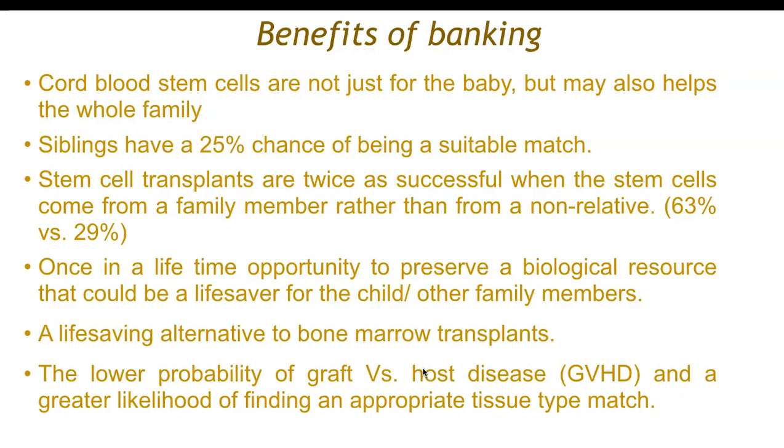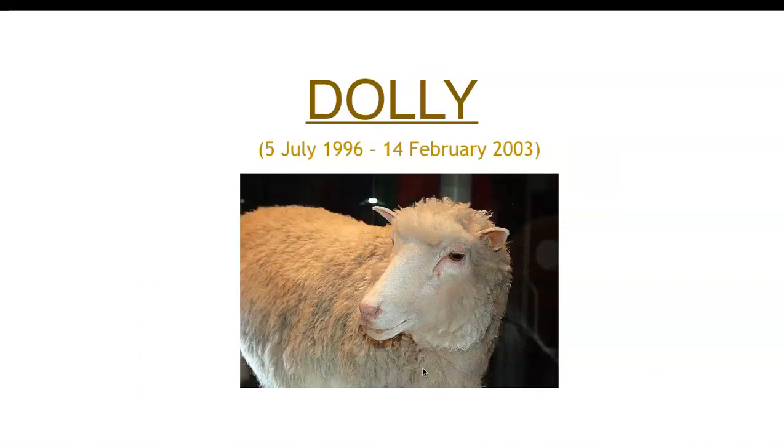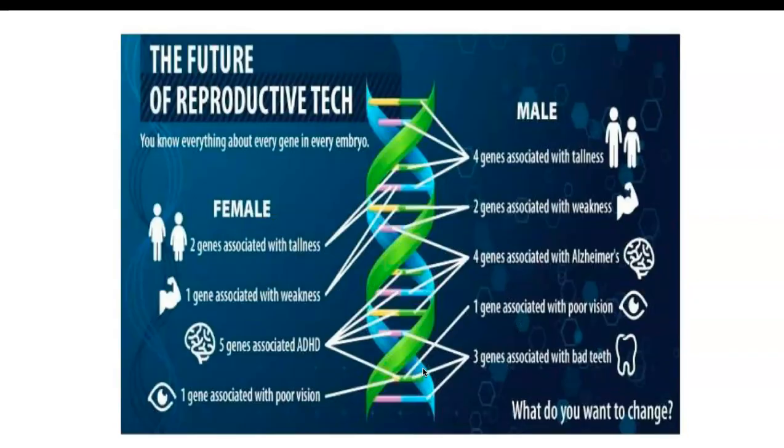So we can say it is a life-saving alternative to bone marrow transplant, and there is a lower probability of graft versus host disease and a greater likelihood of finding an appropriate tissue type match. The formation of clones is a best example of formation from these stem cells, that is Dolly.